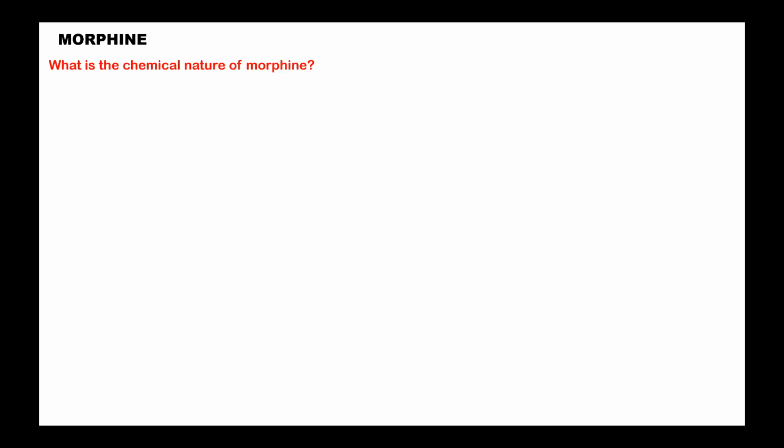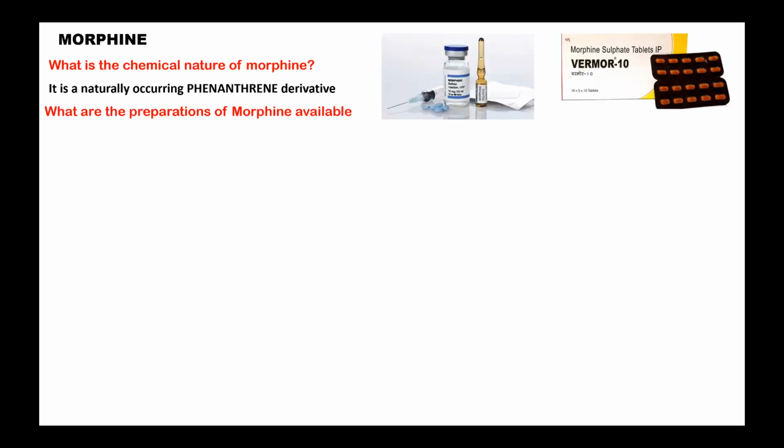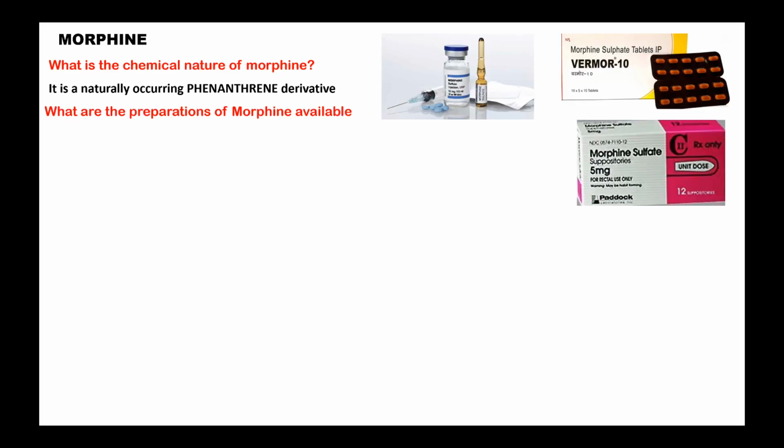Morphine. What is the chemical nature of morphine? Water soluble. The phenanthrene derivative. Chemical nature means derivative. What are the preparations of morphine available? Available only as an injectable agent, or oral as a tablet? It is available as injectable, intravenous, available as tablet also. And it is also available as suppositories.